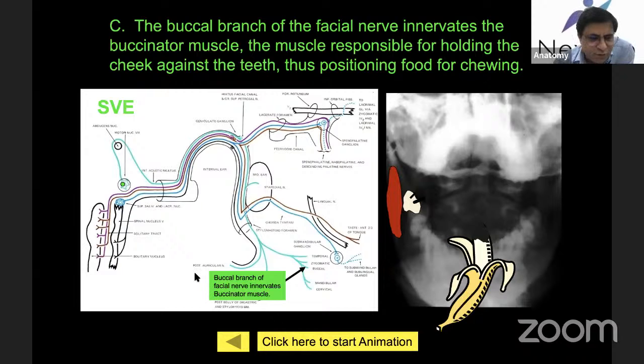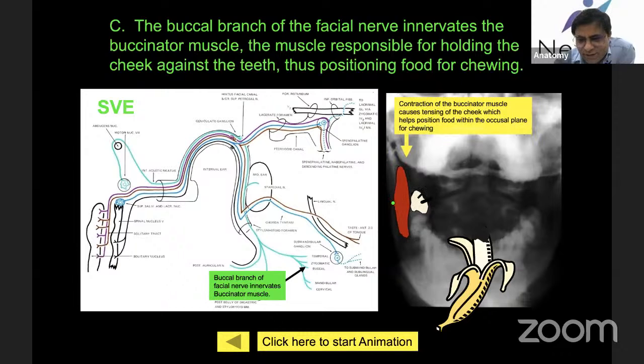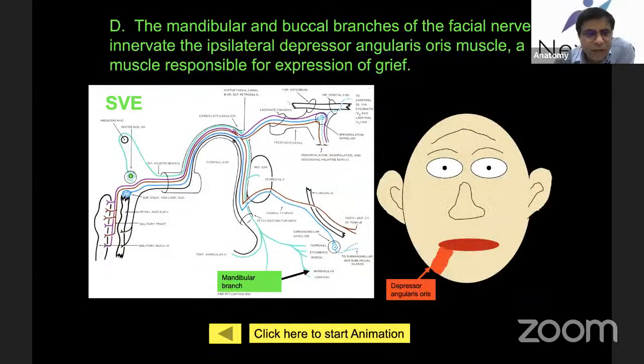So see here the stimulus, from the special visceral efferent nucleus, the stimulus arises and travels along the course of the facial nerve. Then through the buccal branch, it will innervate the buccinator muscle. And when this muscle contracts, it will push the bolus between the teeth, right? So it's an accessory muscle of mastication. Don't forget that buccinator is an accessory muscle of mastication.